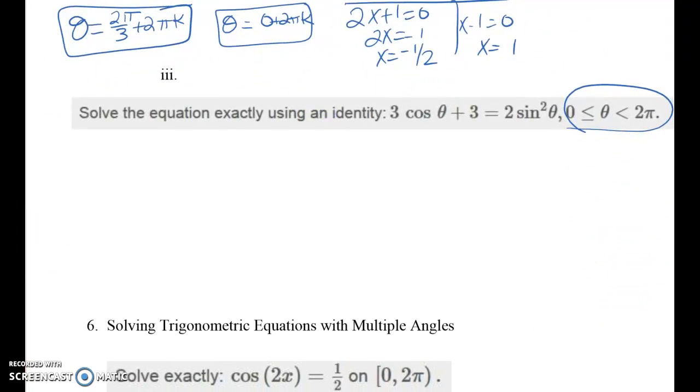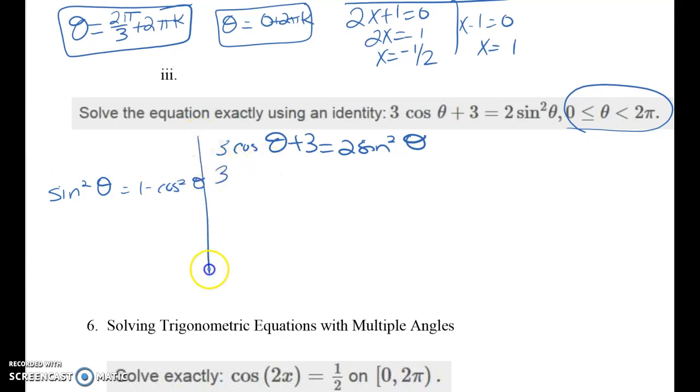It says solve the equation exactly using an identity, and they give us 3 cosine theta plus 3 equal to 2 sine squared theta. And they do restrict our theta in this one. So the key with this one is I've got sines and cosines. So I would really prefer if I could get all to a singular trig function, and then maybe it would follow suit of our previous problems. And so I'm going to apply an identity here of sine squared equal to 1 minus cosine squared. So bring everything else down. 3 cosine theta plus 3 equal to 2 times 1 minus cosine squared, using my Pythagorean identity there.